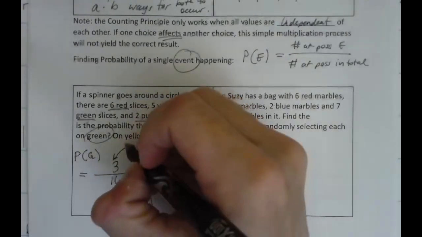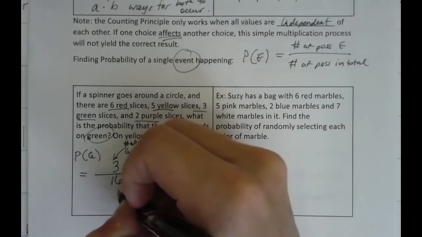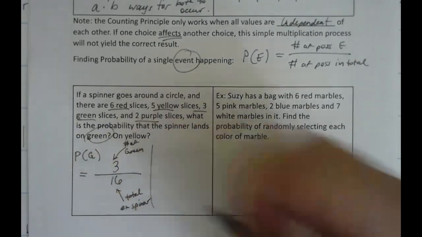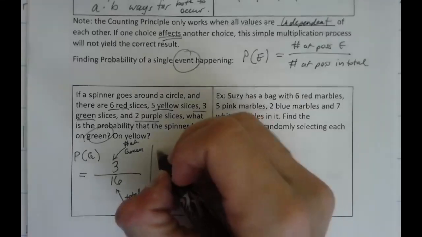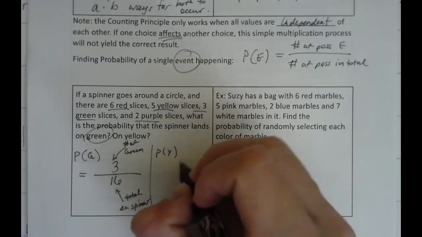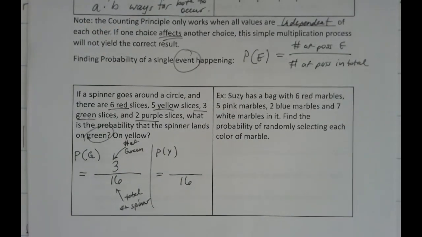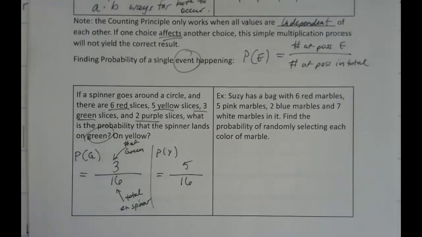So here, this is like the number of greens out of the total on the spinner. And that looks exactly like what our probability of an event happening is. Okay, let's try it again for yellow. Now notice the probability of yellow is going to be very similar. There's still only 16 possibilities. The spinner hasn't changed, but now we're asking, how many of these are yellow? Well, there's 5 of them. 5 total chances to get yellow. Very cool. For a 5/16 chance.